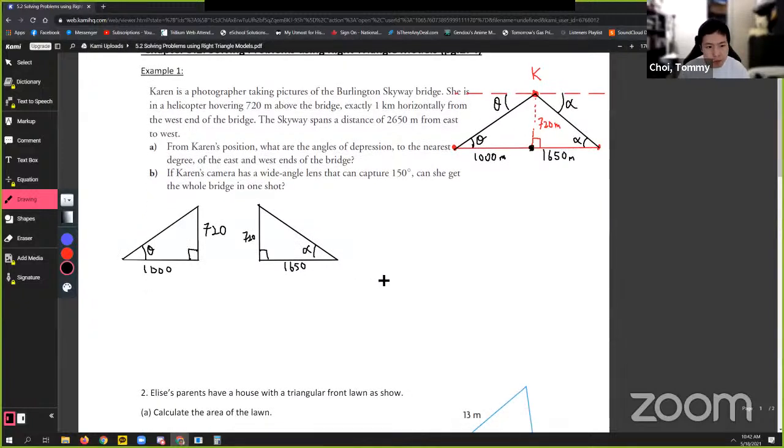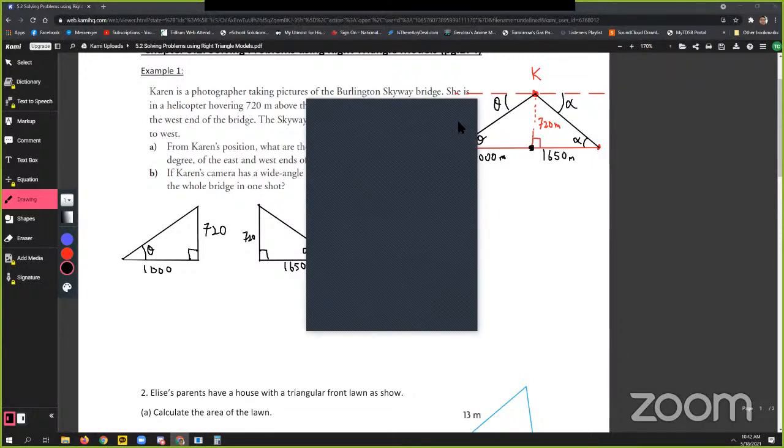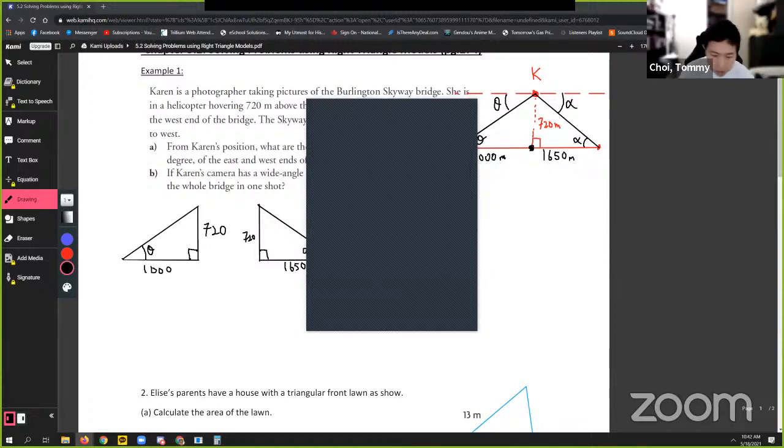Now, from here, we're trying to calculate it. Do I use sine, cosine, or tangent? Actually, I'm going to make this a poll. Hold on, give me a sec. I think that'll be more fun to do. Let's make a poll. Okay, so I'm going to put the poll up. So let's say I'm solving for theta. Which one do I use, sine, cos, or tan?